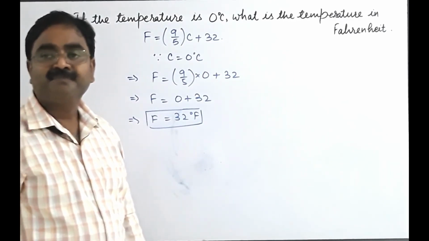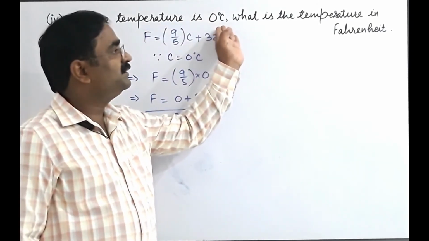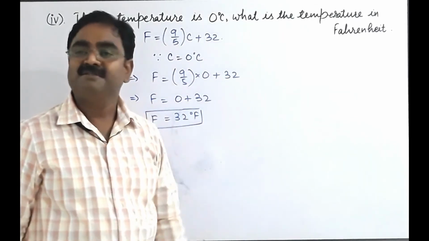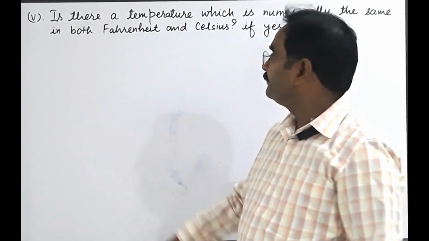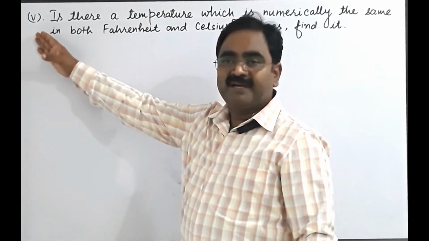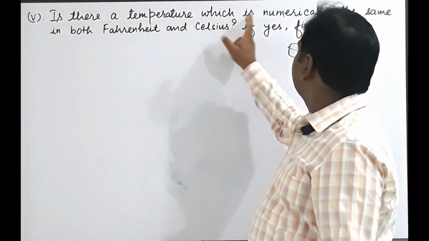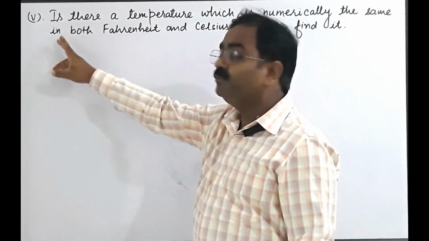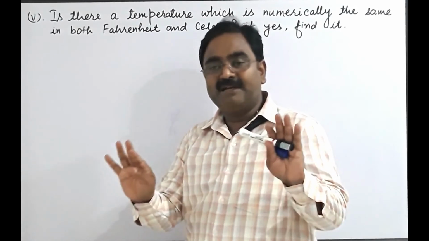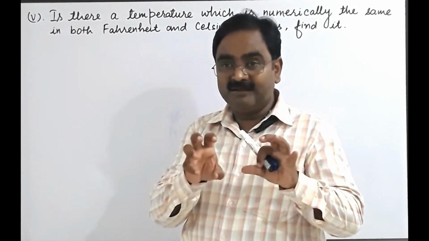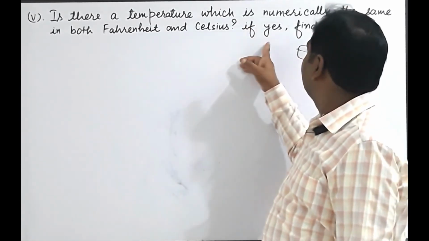Right? Similarly you can find it. If the temperature is 0 degree Fahrenheit, then you can find the temperature in the Celsius easily. Right? Let us see part number 5 of this question. In this it is given, is there a temperature which is numerically the same in both the Fahrenheit and the Celsius? Means for the Fahrenheit and for Celsius, is there any numerical value they both are equal? If yes, then find it.